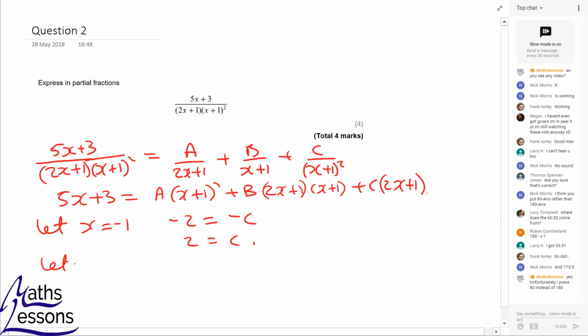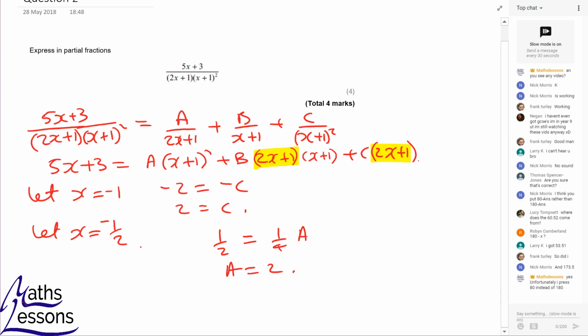And if we let x equal minus a half, then this bit here will equal 0 and this bit will equal 0, so that just leaves us the a bit. So we're going to get minus 5 over 2 plus 6 over 2 is 1 over 2 on this side. Minus a half plus 1 is a half, squared is a quarter, so we get a quarter a, so therefore a equals 2.